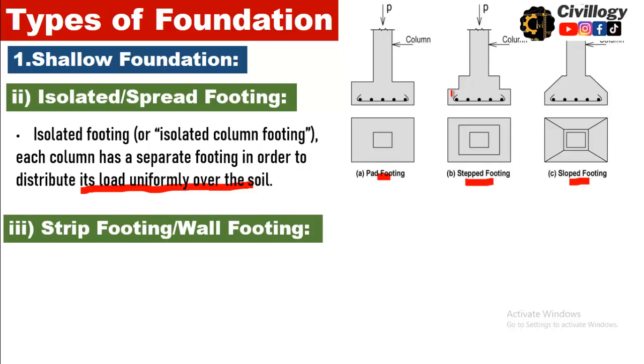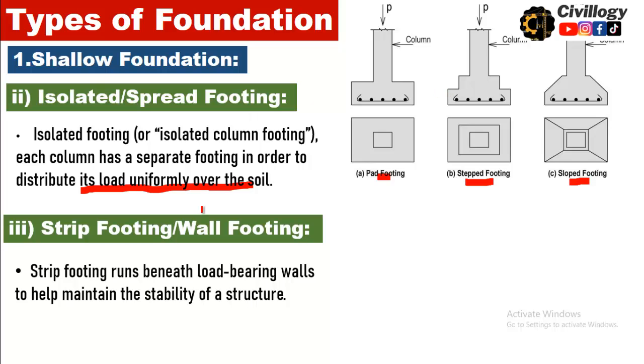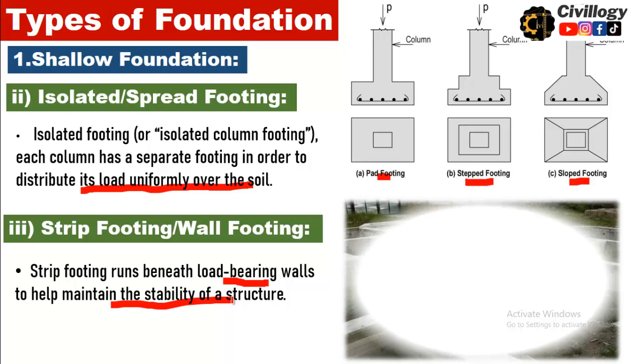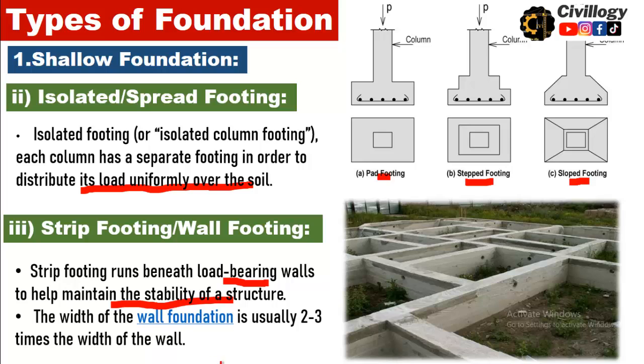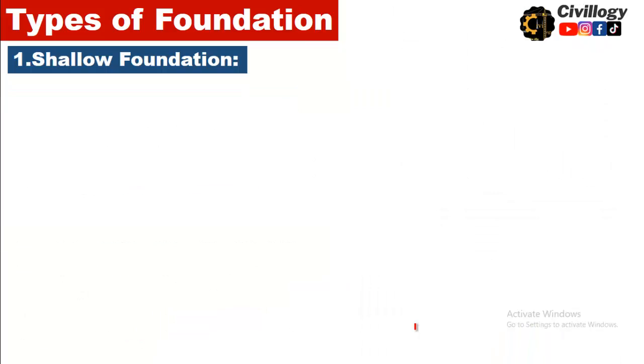The third type of shallow foundation is strip footing, also called wall footing. Strip footing runs beneath the load bearing walls to help maintain the stability of the structure. As you can see in this picture, this is an example of strip footing or wall footing. The width of the wall foundation is usually 2 to 3 times the width of the wall. As you can see over here, this width should be 2 to 3 times the width of the wall.